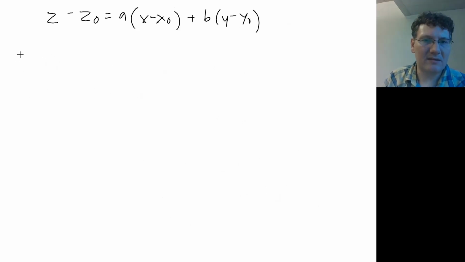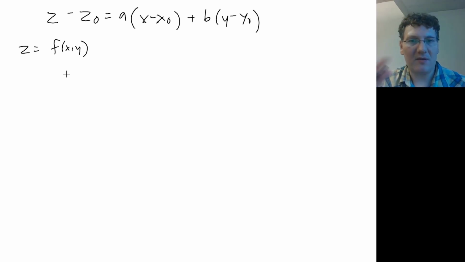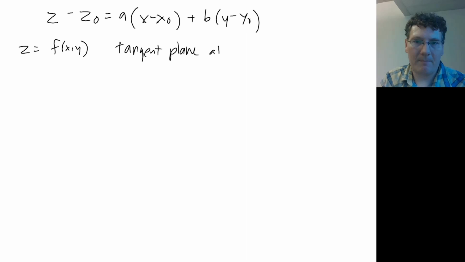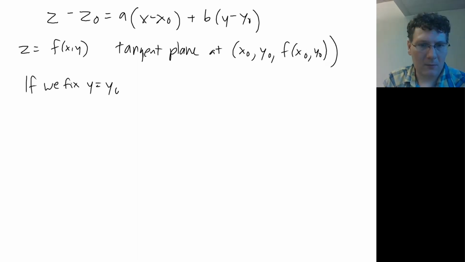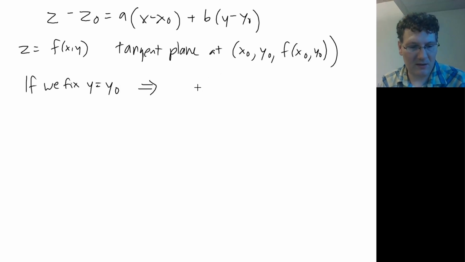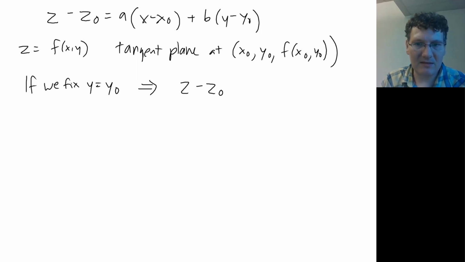So now let's consider that z is some function of x and y. You could think of these points x, y, z on this surface. Well, consider the tangent plane at the point x sub 0, y sub 0, and then f of x sub 0, y sub 0. Now if we fix y equals y sub 0, then we're going to get the equation of this tangent plane, z minus z sub 0 equals a times x minus x sub 0.